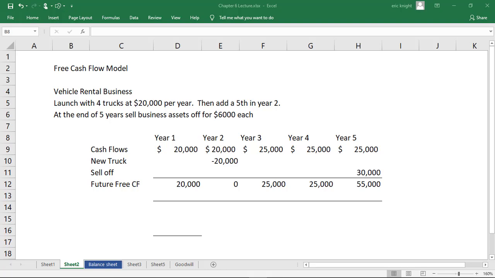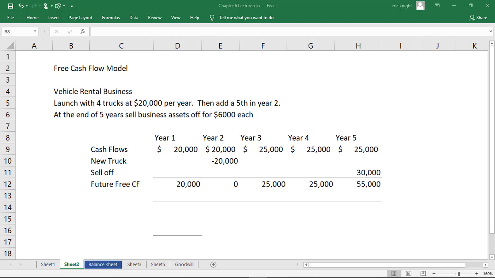And in the second year, we're going to buy another truck. And so that's going to bring in another $5,000 in cash flows from that point on. So for year 3 and 4 and 5. So the cash flow is going to be generated in each year at $5,000 per truck, $20,000 in the first 2 years, $25,000 in the last 3. We're going to use up cash when we buy the additional truck in year 2. And then we're going to sell off the trucks. We're going to get out of this venture at the end of 5 years.